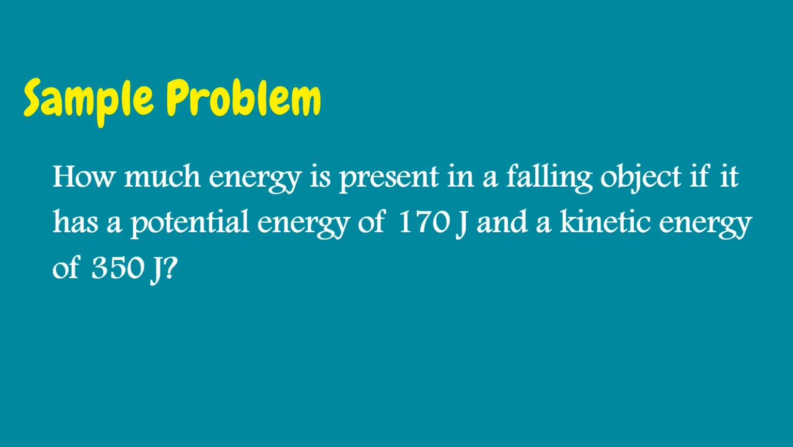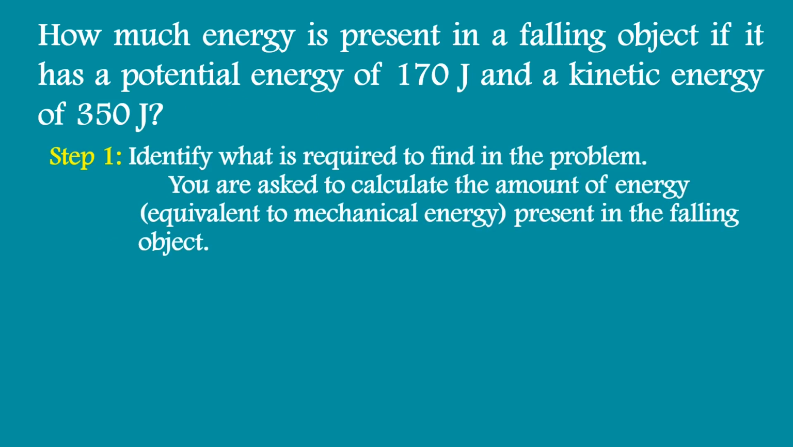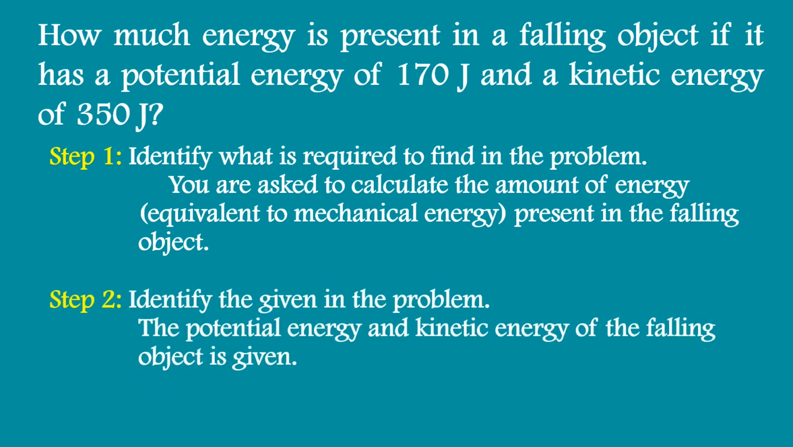Let's apply the equation in a sample problem. How much energy is present in a falling object if it has a potential energy of 170 joules and kinetic energy of 350 joules? To answer the sample problem, let's follow these steps. Step 1. Identify what is required to find in the problem. You are asked to calculate the amount of energy present in the falling object. Step 2. Identify the given in the problem. The potential energy and kinetic energy of the falling object is given.